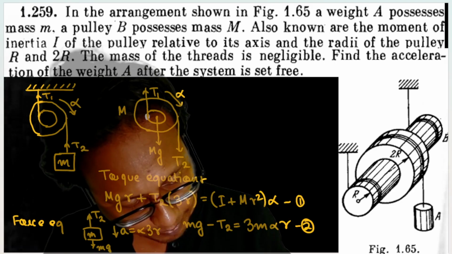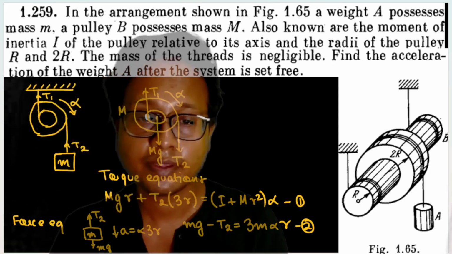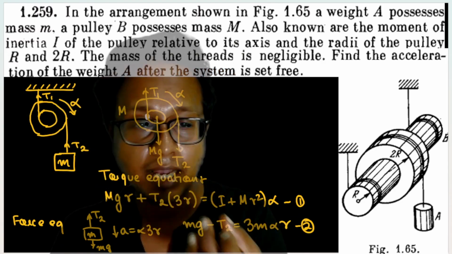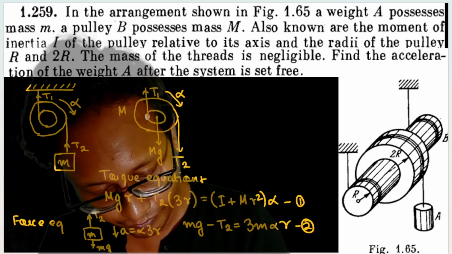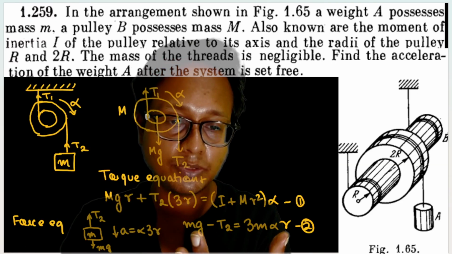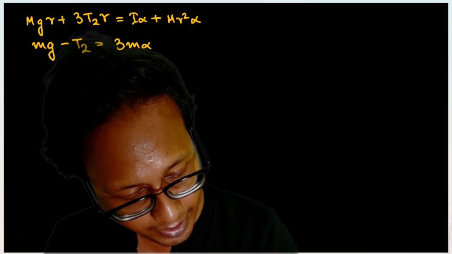mgr plus 3 into d2r is equal to I plus m r square into alpha, or I alpha plus m alpha r square, which is I alpha plus m r square alpha. Fair and fine. This is my torque equation. And this is nothing but mg minus t2 is equal to 3m alpha r. So mg minus t2 is equal to 3m alpha r.